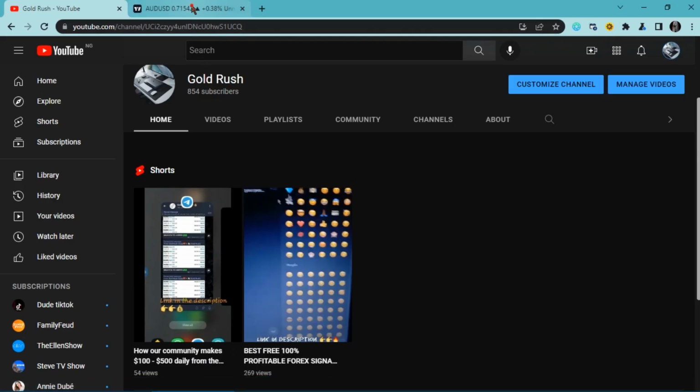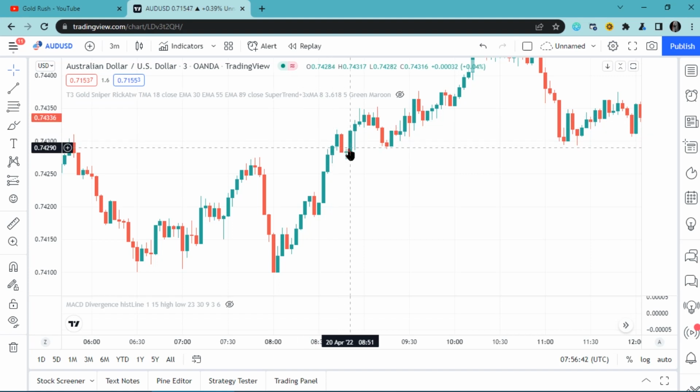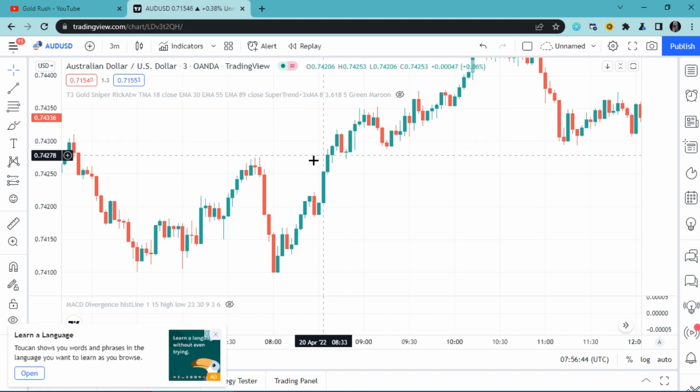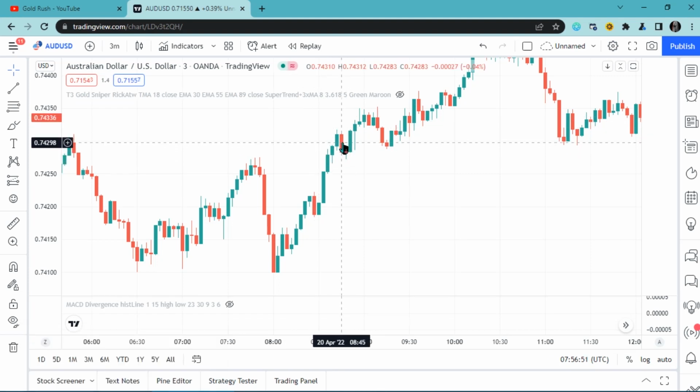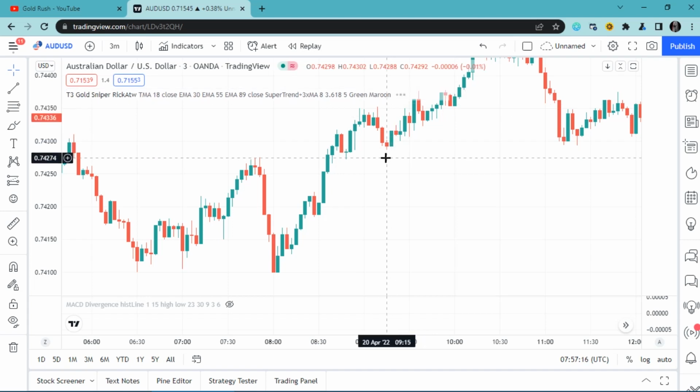So let's dive right into the strategy I'm talking about. The strategy is done on a 3 minute time frame to show you that this is pure sniper, people. You see it, you enter, and you're out. We're going to be using two different indicators, the golden sniper indicator and the MACD divergence indicator. So let's take it step by step.